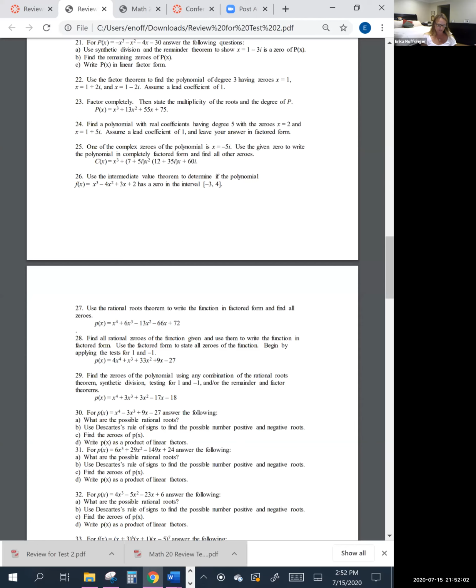Conjugate pair theorem says if you know that there is a complex zero of your polynomial and it has all real coefficients, then the conjugate is also a zero of the polynomial.